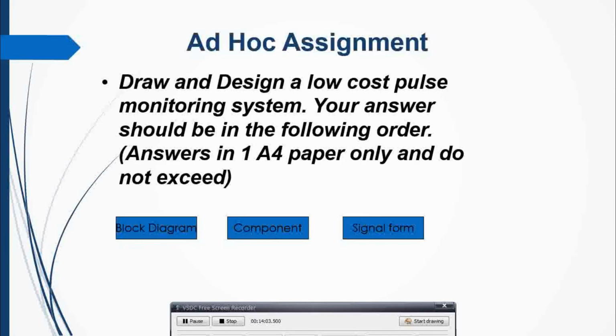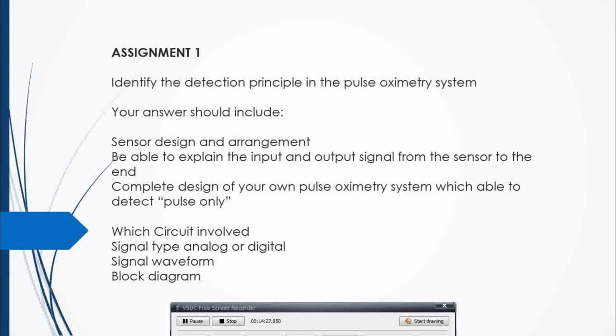Okay, so that is the ad hoc assignment. This one, okay, be careful, answer in one A4 paper only and do not exceed. I don't want a very long 2 pages, 3 pages, just 1 page. So this one is an individual assignment. Individual, you have to do by yourself. So it's individual, right?